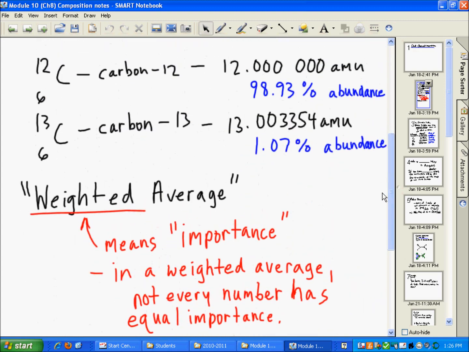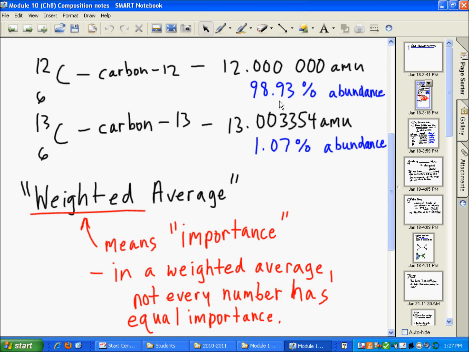So if we were just to take 12 mass units and 13 mass units and calculate an average like we normally do, add the numbers together and divide by the number of numbers we're adding, we would add 12 and 13 and then divide by 2, and you get 12.5. So we could use that as an average for the mass of carbon. The problem with that is it's not really very realistic because most of the atoms that are out there are carbon-12. They're not carbon-13. So 12 and a half wouldn't give us a very good estimate of the weight of a carbon atom.